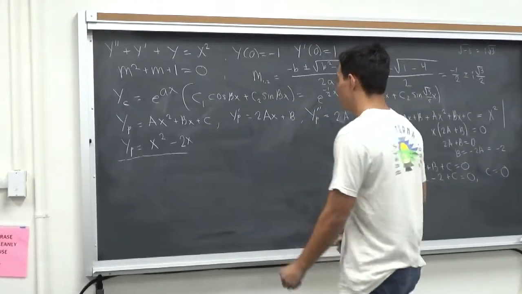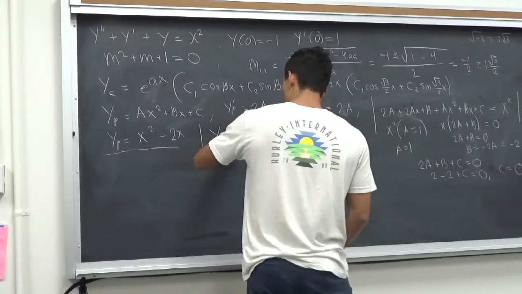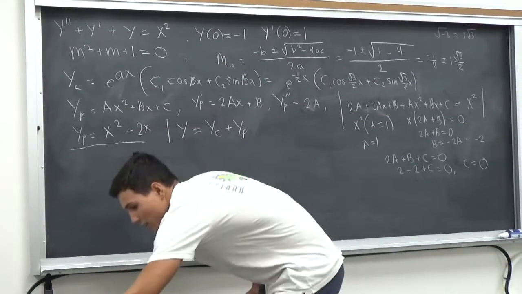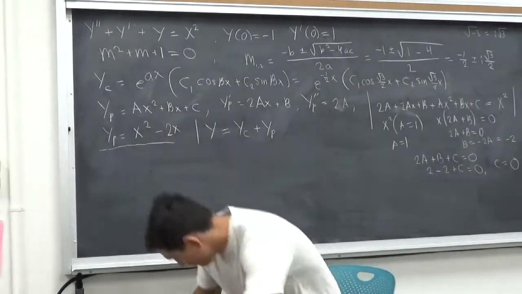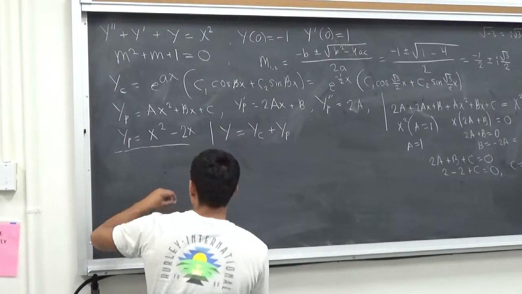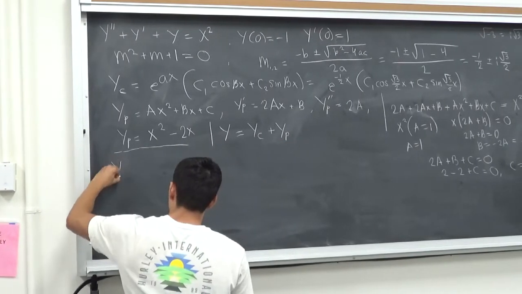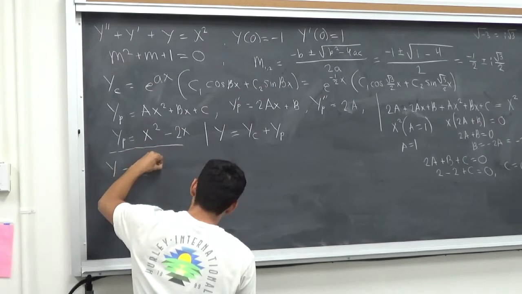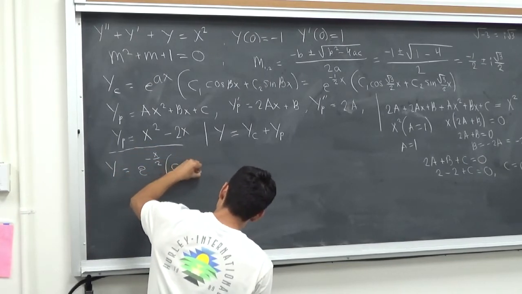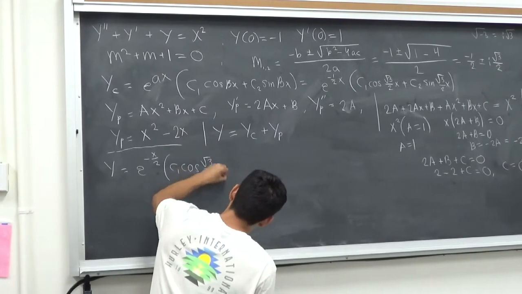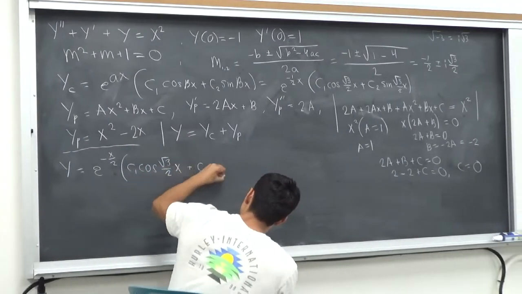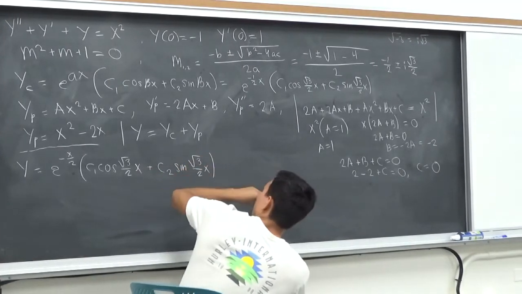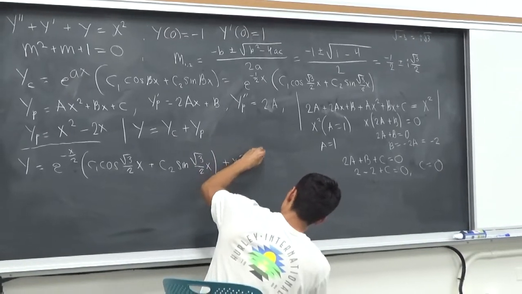Yc is also important. So we know that our actual solution is yc plus yp. So we're going to do that. Okay. So yc, what is yc? Okay, we have it here. So what does y mean? E to the negative, I'll write this as x over 2, c1 cosine square root 3 over 2x plus c2 sine square root 3 over 2x plus x squared minus 2x.